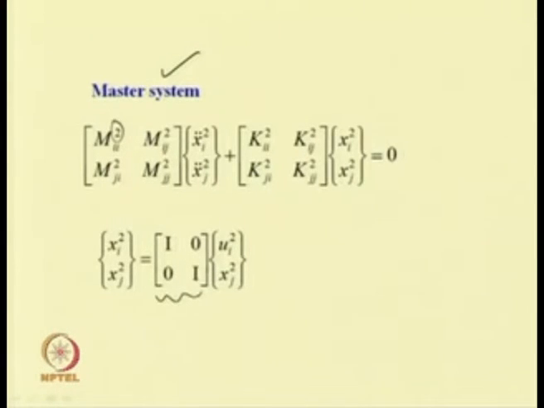So, this identity matrix is used for this transformation to keep the procedure of the component mode synthesis the same as that for the slave system. In this way, we can replace this x coordinate in terms of this u coordinate. Here xj is the junction coordinate. Now, similar to the slave, for the master we can write this.